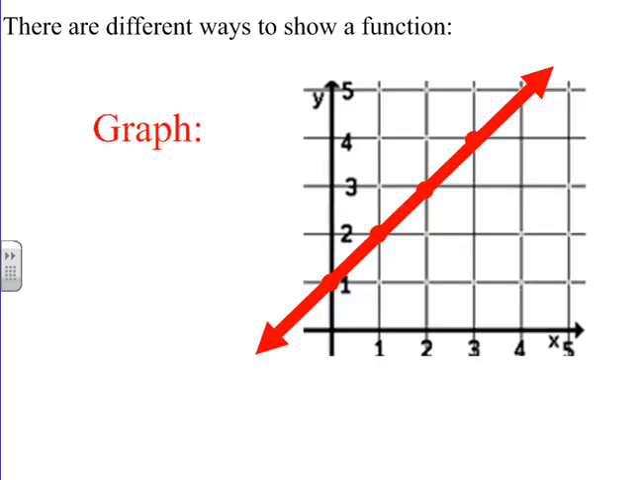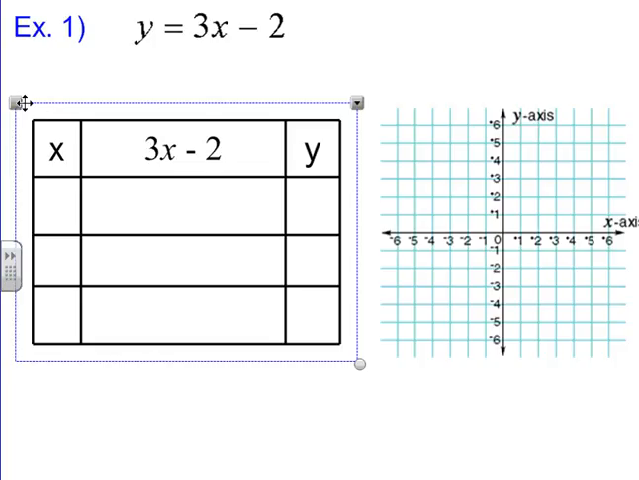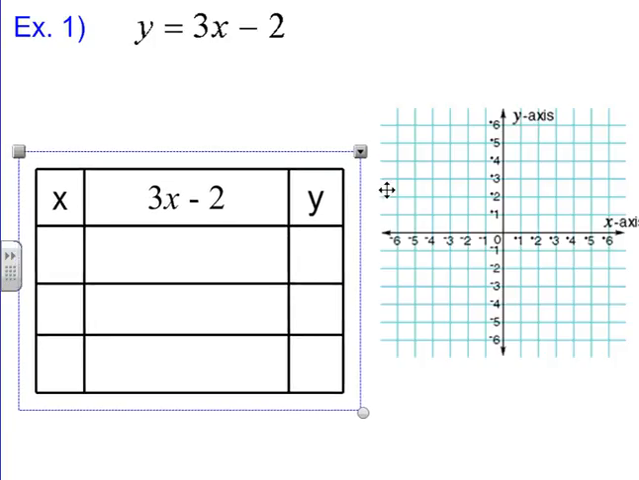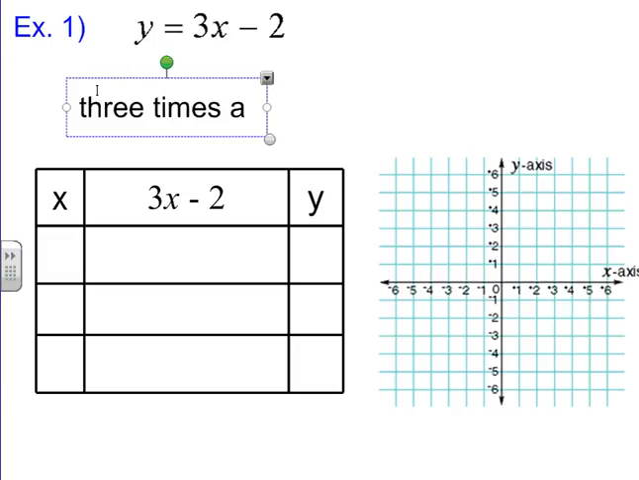So let's put it all together, and we'll do one problem showing all the different ways to show a function so that we are able to compare it. Here I have an equation, y equals 3x minus 2. So let's first do this in terms of words, what the output will equal. Well, we could say 3 times a number minus 2.